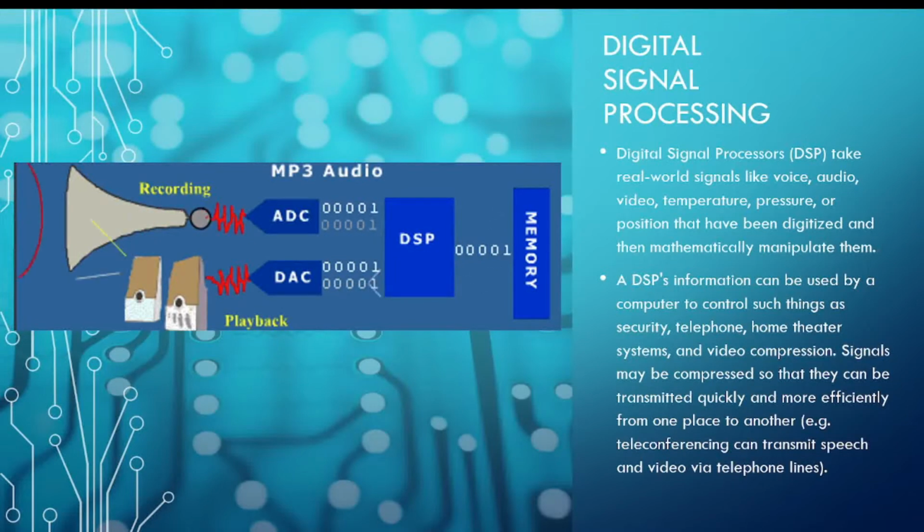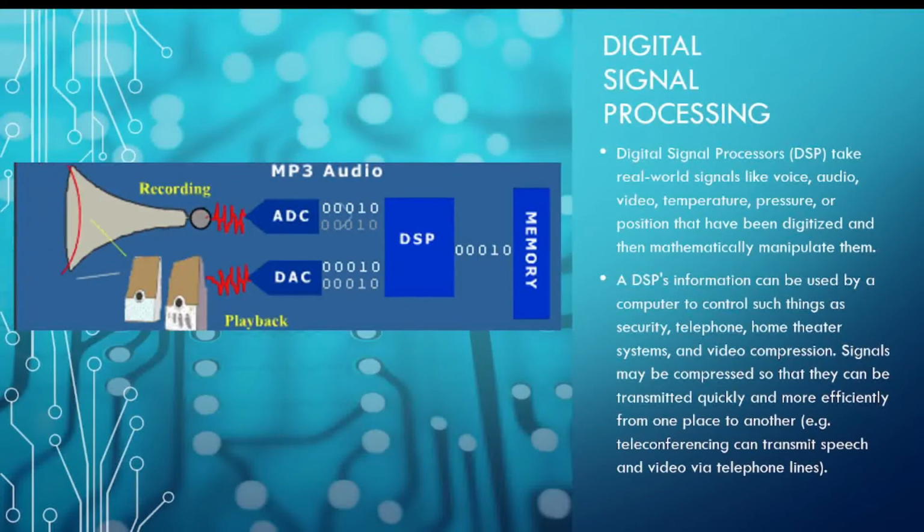A DSP's information can be used by a computer to control such things as security, telephone, home theater systems, and video compression. Signals may be compressed so that they can be transmitted quickly and more efficiently from one place to another. For example, teleconferencing can transmit speech and video via telephone lines.